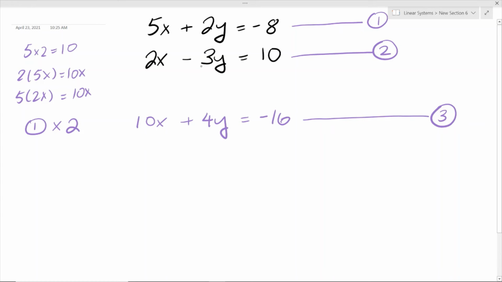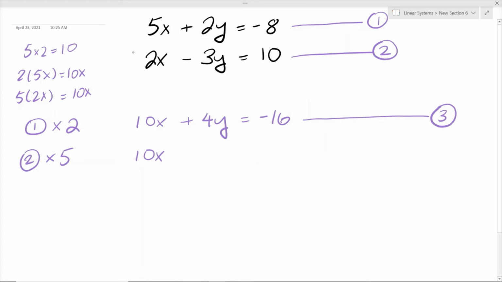Now we have to do something similar to equation 2, multiplying by 5, right? So I'm going to do equation 2 multiplied by 5. And remember, our ultimate goal is to get the x variable to be 10x for each of these equations. So for equation 2, we're going to multiply by 5. So 5 times 2x is going to give us 10x.